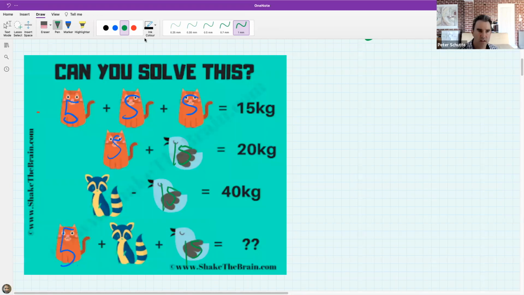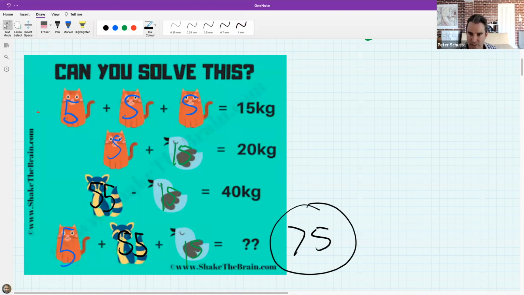And then what is a raccoon going to be? Something minus 15 is 40. I think this has to be 55, because 55 minus 15 is 40. Be careful. So what's your final answer going to be? So it's all pluses. So 5 plus 55 is 60. 60 plus 15 is 75. Yes, well done, everyone.